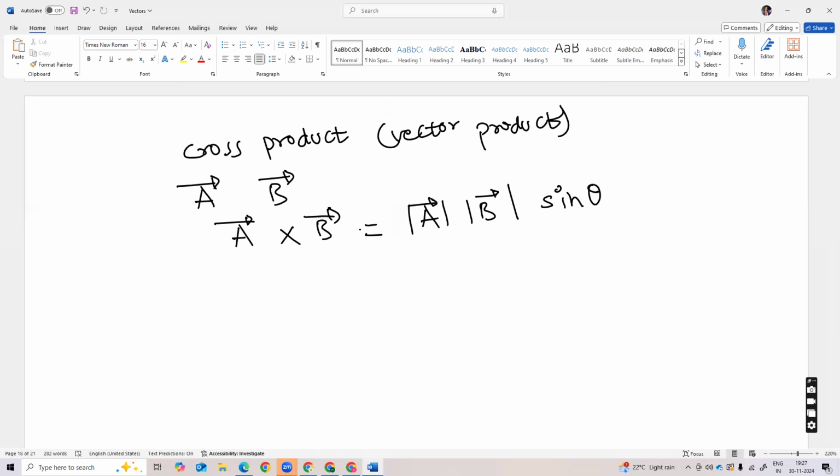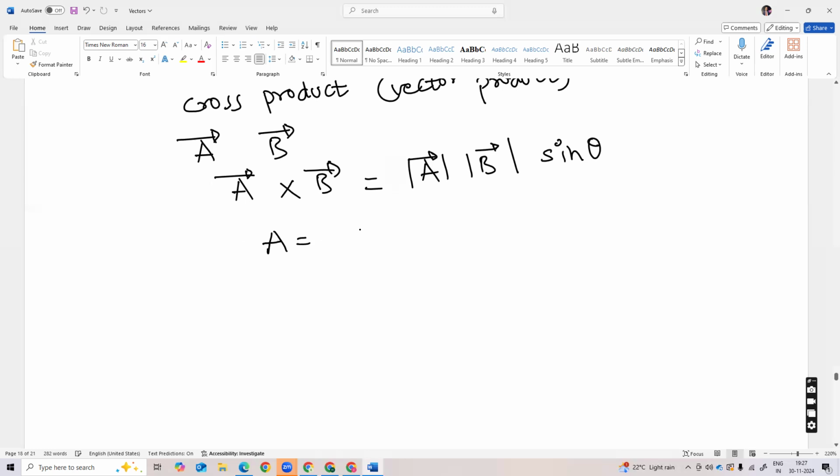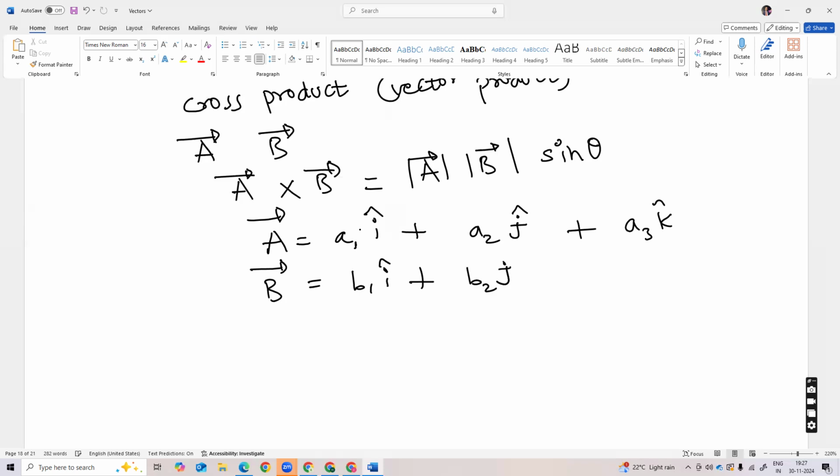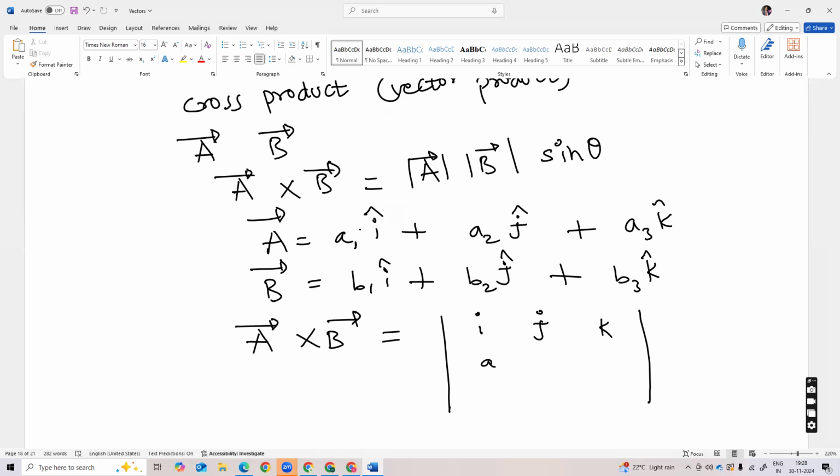Similarly, now we can see the cross product. So cross product is given as a cross b. If you have, let's say, vector a, which can be given as a1i plus a2j plus a3k, and if you have vector b, which is given as b1i plus b2j plus b3k, so their cross product a cross b can be given as the determinant of i j k, a1 a2 a3, b1 b2 b3.